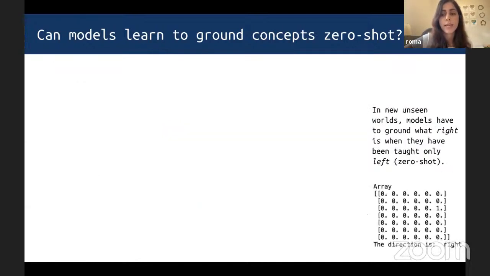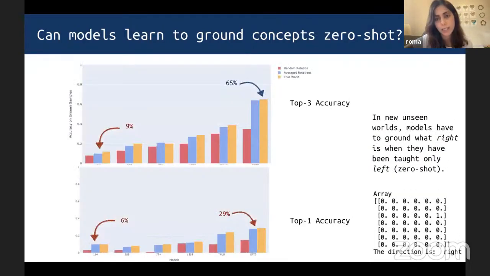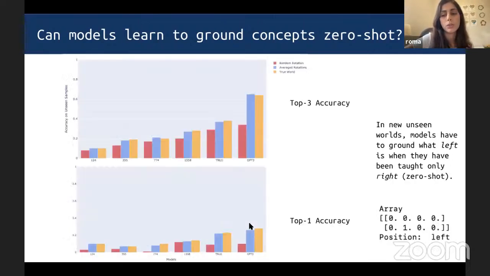So over here, if we look at when we teach the model only left, if we try to test it on right, these are what the results look like. So it's a lot lower than what we saw before. That was roughly at 80%. So even the top 3 accuracy over here is about a 65%, which means the model does actually learn what it means to be right 65% of the time. The top 1 accuracy is far lower. And then if we do the reverse, which is only teach it right, and then look at left, these are what the results look like.